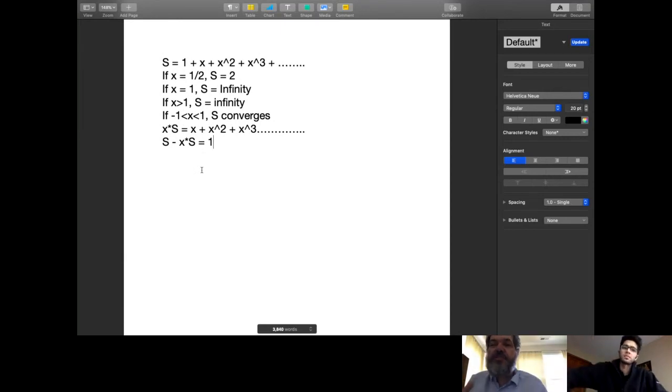So now we solve for S. We take S as a common factor there, so it's S times (1 minus x) equals 1. So we solve for S, and we get S is 1 over 1 minus x.